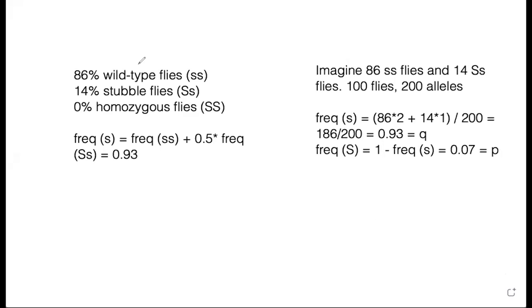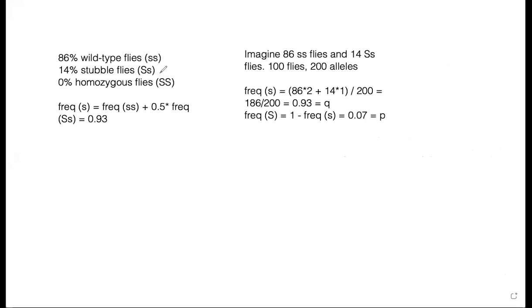Okay, back on the whiteboard. What we ultimately want to predict is what the allele frequencies are going to be in this population after one round. The probability of an SS fly dying before it gets to reproduce is some number. It does not matter what it is. I'm going to call it X.